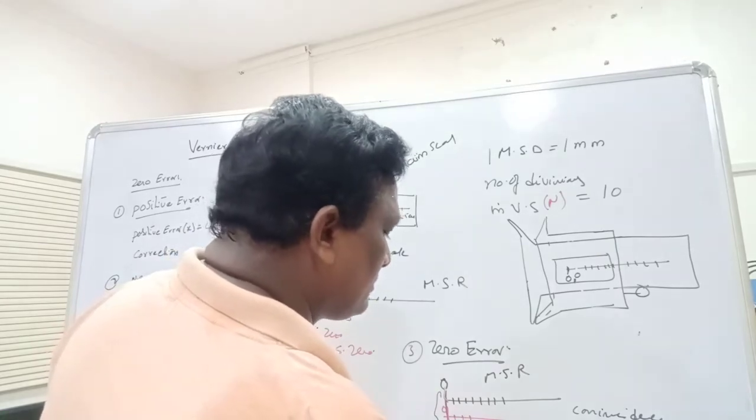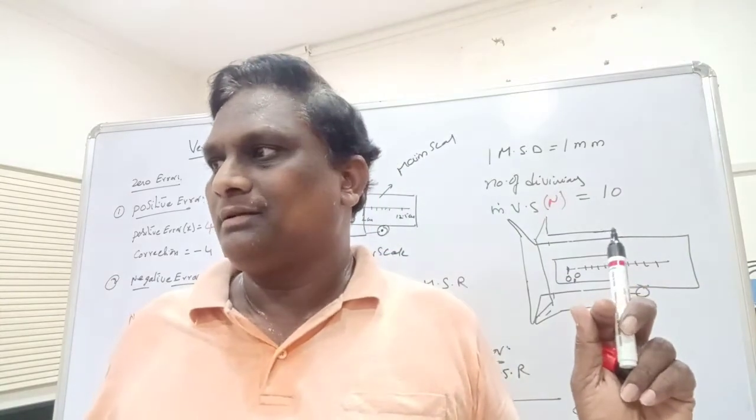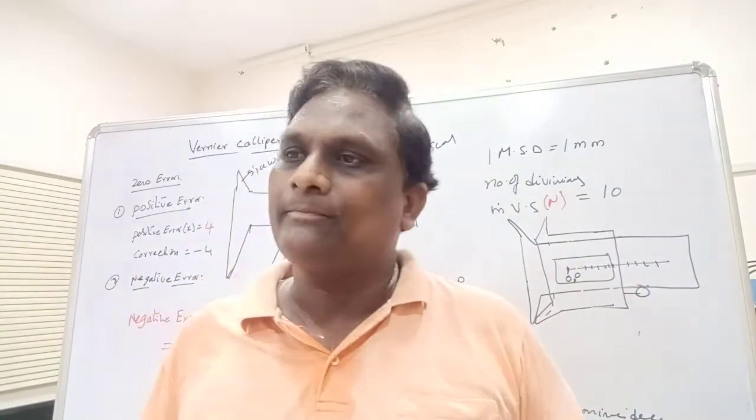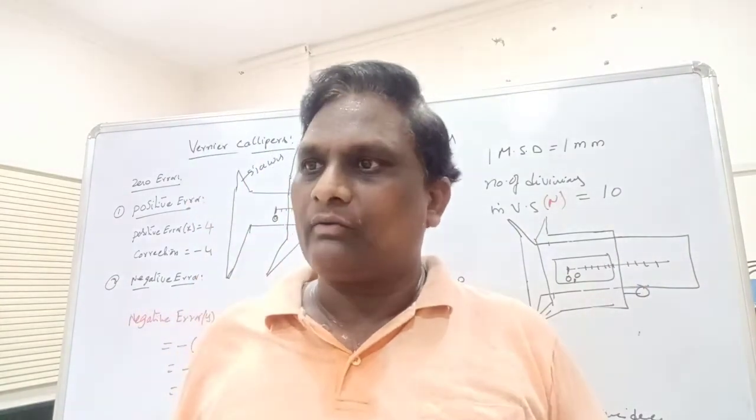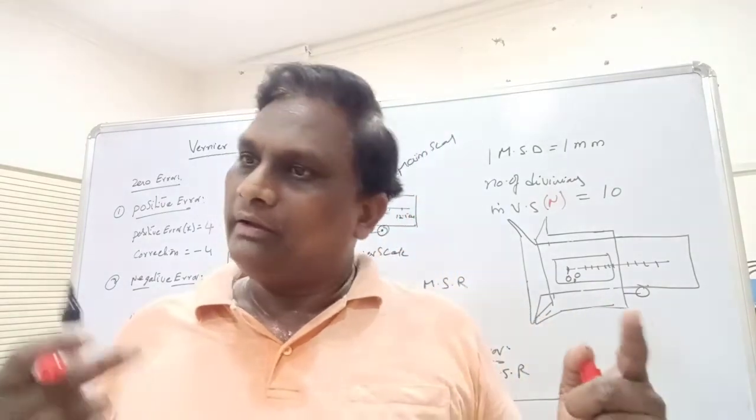Error is equal to 0. No error, no addition, no subtraction. When? If it has 0 error. What is 0 error? Coincidence of the main scale 0 and the Vernier scale 0.